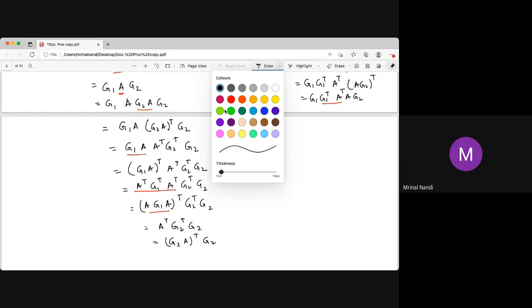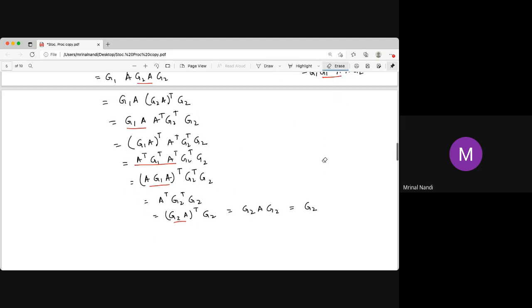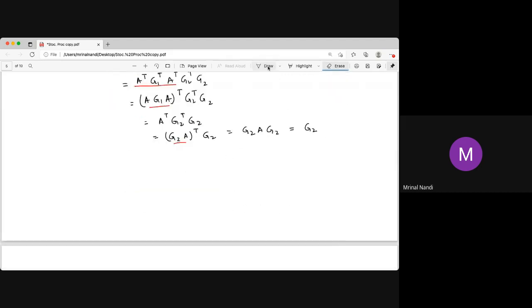But what is G2A? G2A transpose is just G2A. It is G2A G2, but G2A G2 is just G2. So G1 equal to G2. To prove that G1 equal to G2. So that means if the Moore-Penrose inverse exists, then it is unique.